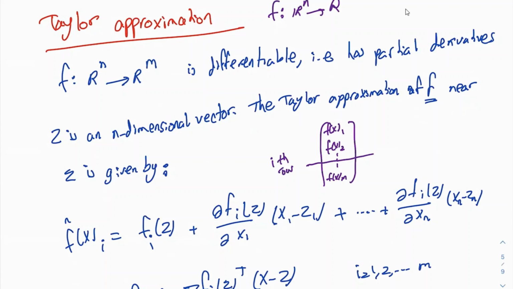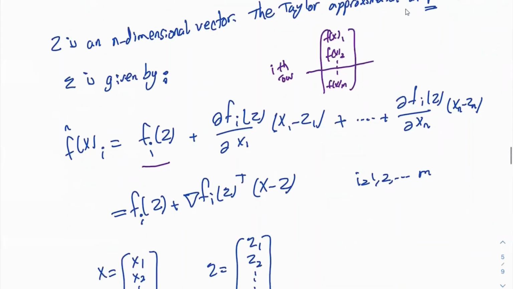It's defined very similarly to the vector case. We have f_i of z, right? The ith component calculated at the point z, plus now this partial derivative. When you calculate the derivative of f_i at z based on x1, the first component of x, you multiply by x1 minus z1, right? It's very similar to what we had in the case of vectors. Now this is a partial derivative because we can take a derivative with respect to different components. So when you take a derivative with respect to x1, the x2, x3, all the way to xn are considered constant, right? Plus all the way to the derivative of f_i at z with respect to xn, multiplied by xn minus zn.